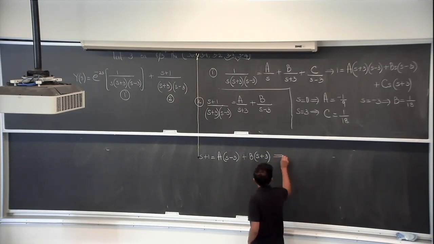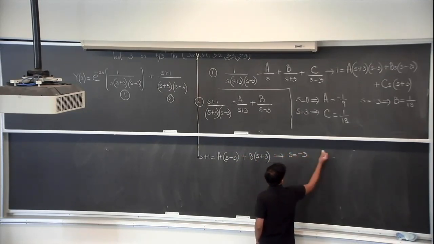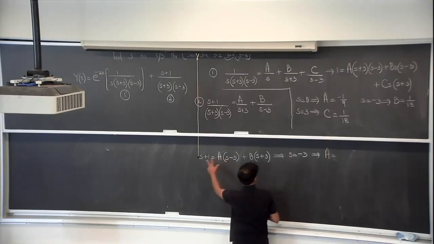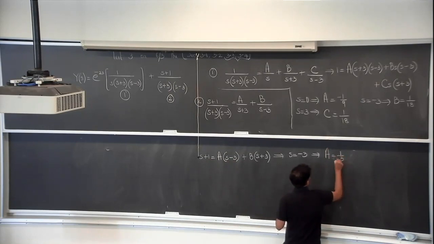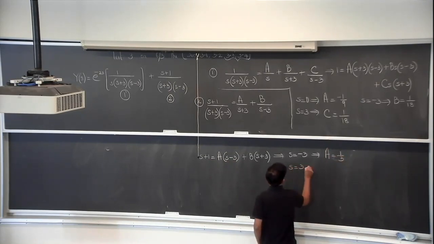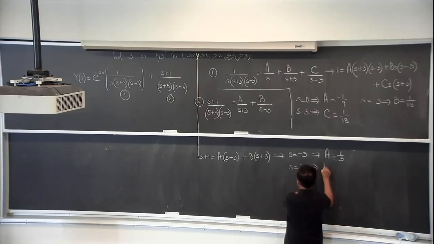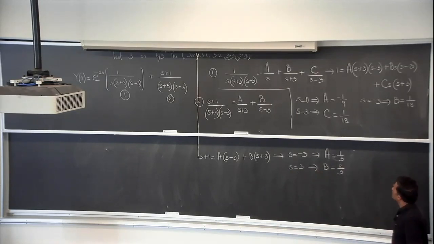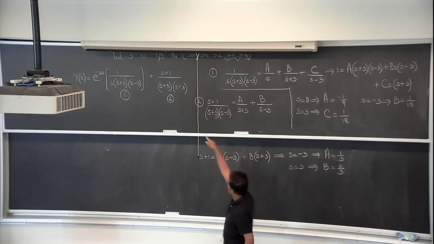So if you set s equal to -3, you get A equal to 1/3, and s equal to +3 gives you B equal to 2/3, 4/6. Overall, now we need to plug it back into that expression there.